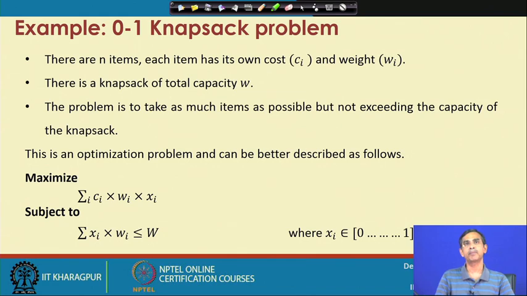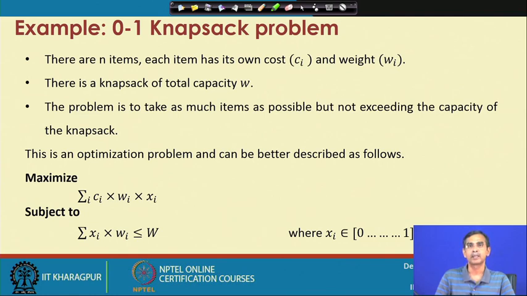Now, in this problem there are n items given to you, and each item is specified by its cost and its weight. So, the n items have their costs and weights known to you, and there is a knapsack whose total capacity is also given to you. The problem is to take as many items as possible, but not exceeding the capacity of the knapsack.